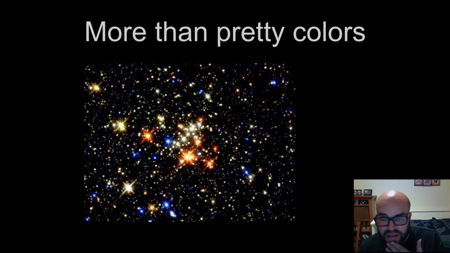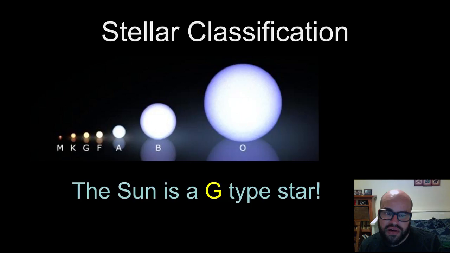Now, while stars are beautiful and they come in all different colors and all different sizes, it's more than just that. The color and the size of the star tells us a lot about the star. Now, our star is this yellow orangish one right here. It's a G-type star. You see that there are some that are smaller and redder and some that are bigger and bluer.